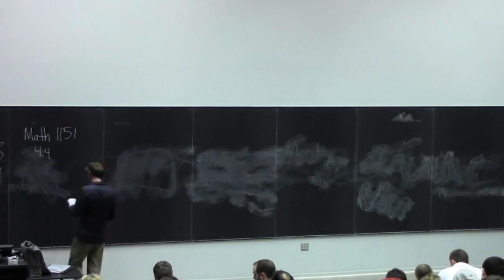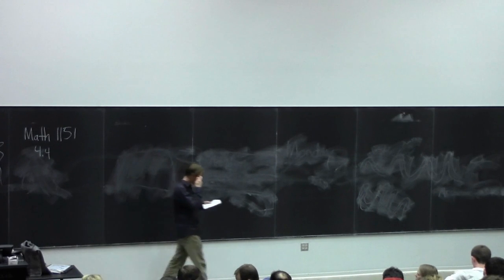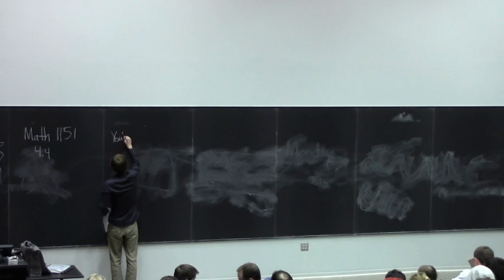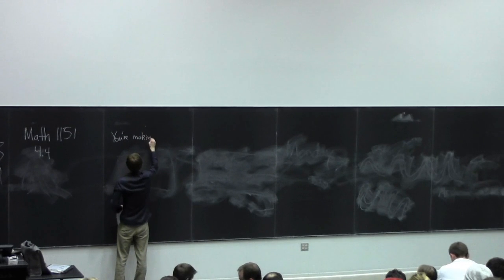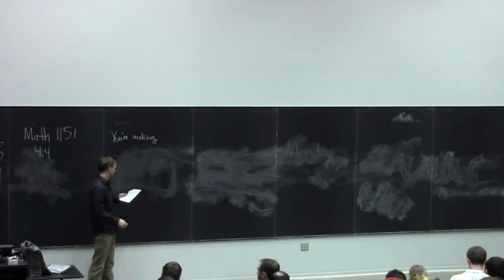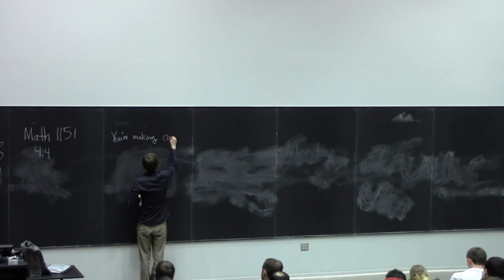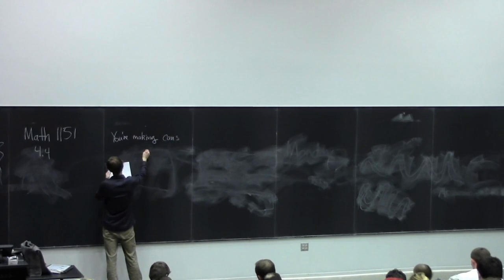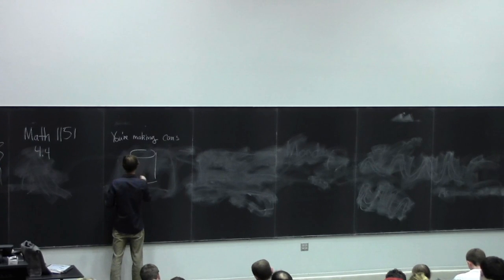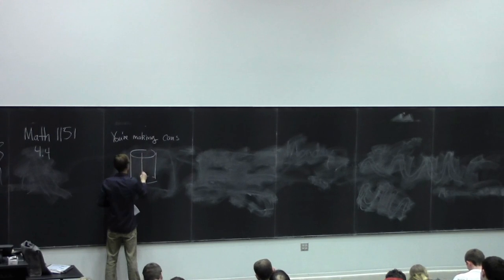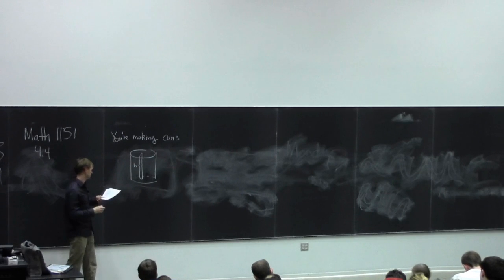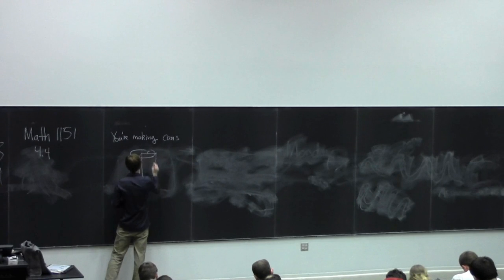So this is a classic problem. Here it is. You're making cans, like Campbell's soup cans of some sort. You're making cans. There we go. Can. This is H here, and there's R.